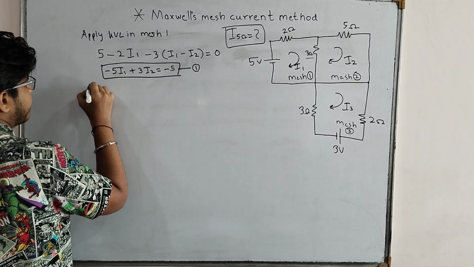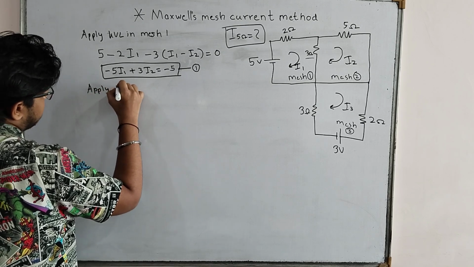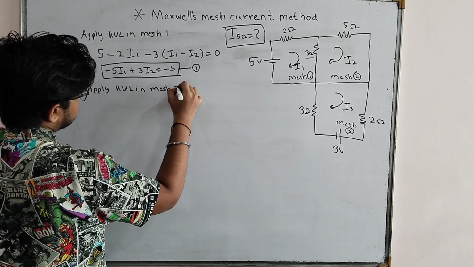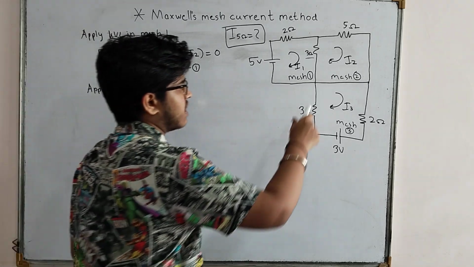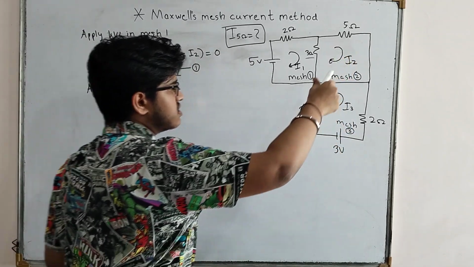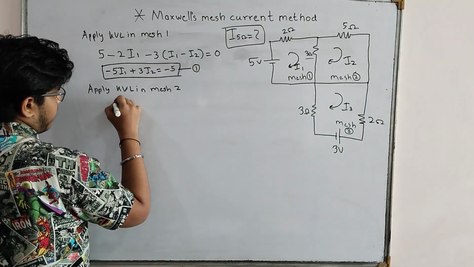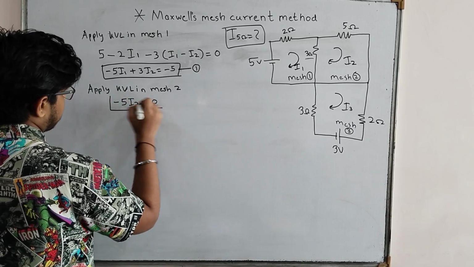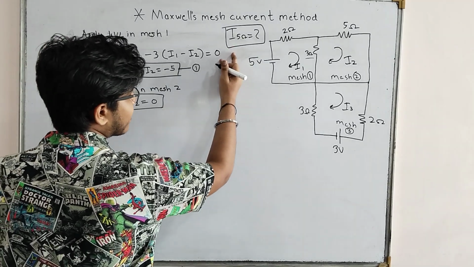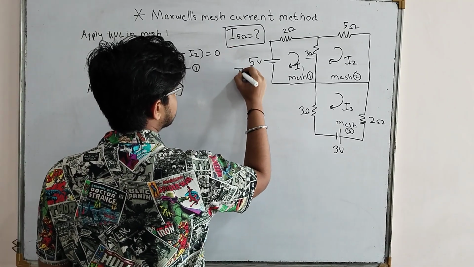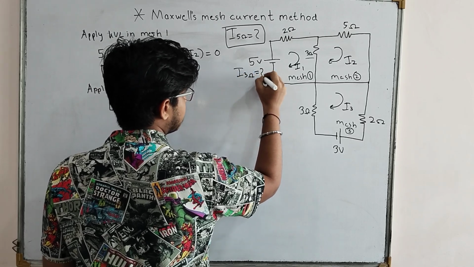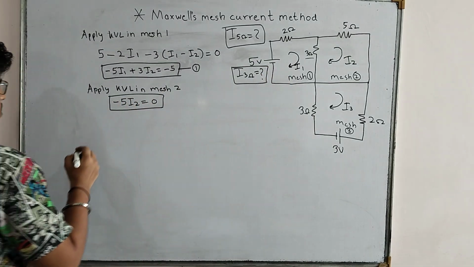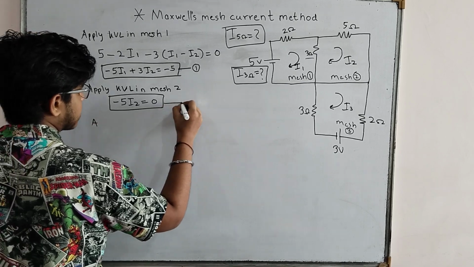Now apply KVL in mesh 2. This is my mesh 2. Now it has only a 5 ohm resistance, so I will write minus 5 I2 is equal to 0. Okay, so the answer seems to be quite direct. I will just change the question and also add a question: find the current through the 3 ohm. Now this makes it more interesting. I will consider this as equation number 2.